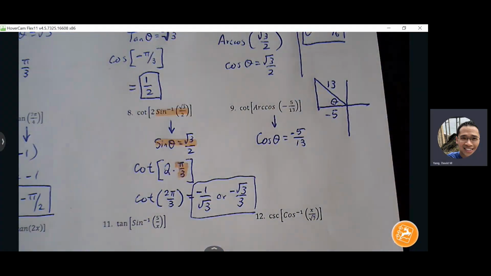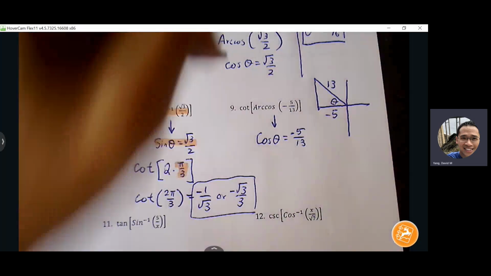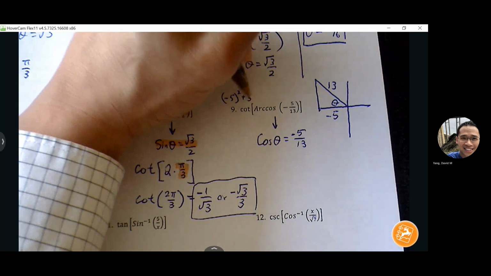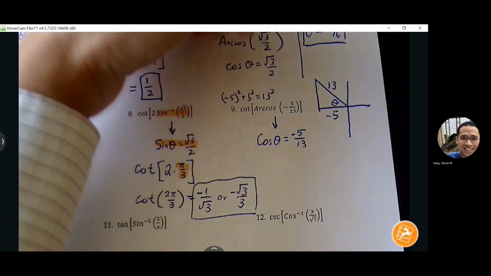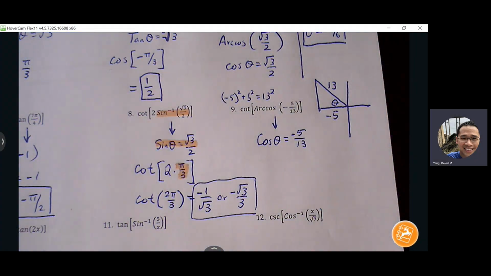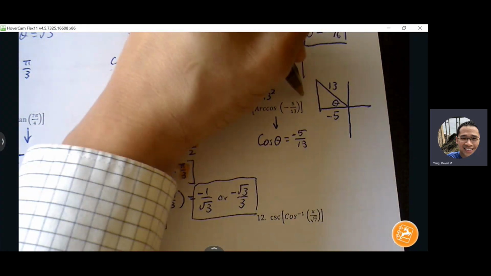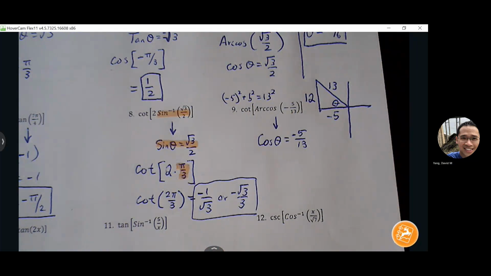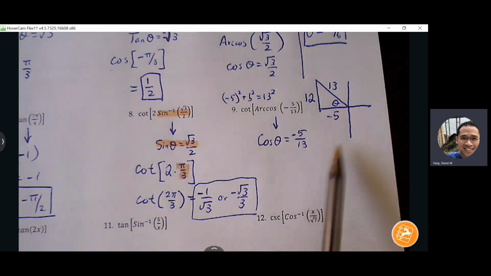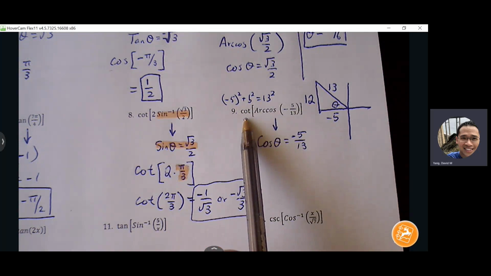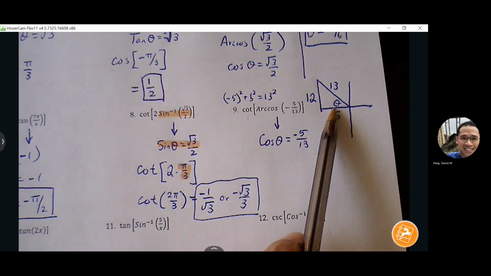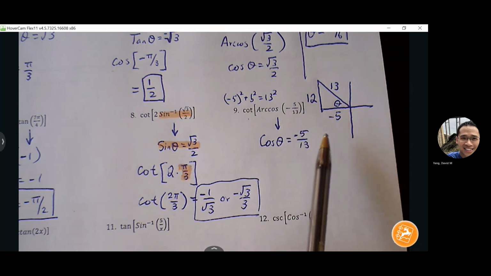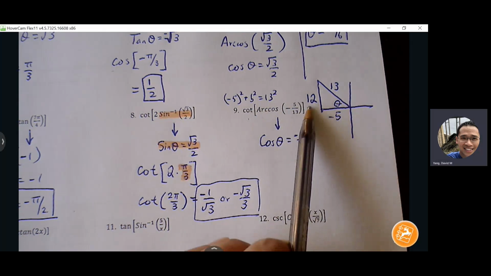Okay. Pythagorean theorem: a squared plus b squared equals c squared. 169 minus 25 is 144. The square root of 144 is 12. Now that we have the triangle, it becomes easier. We want to find the cotangent of theta. Cotangent is what? Adjacent over opposite, yeah.